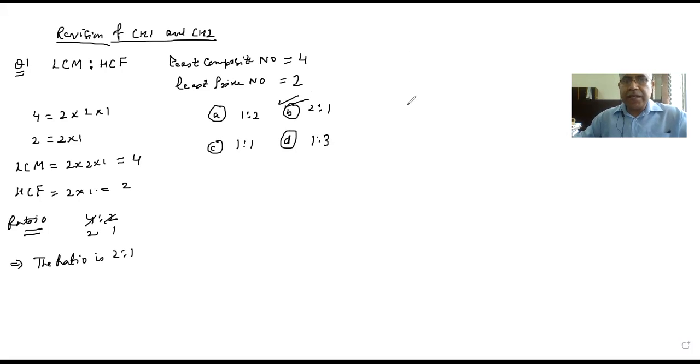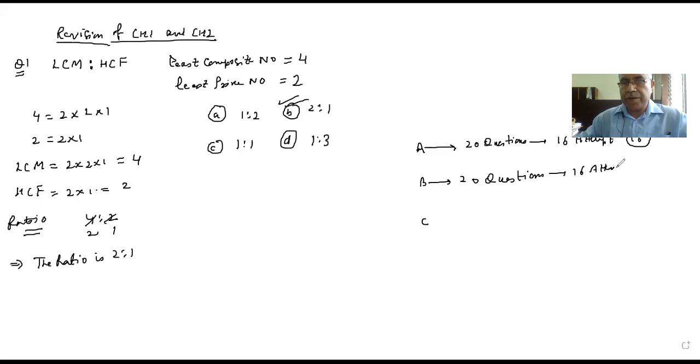You will get 3 sections in your paper: Section A, Section B, Section C. Section A will have total 20 questions. Out of 20, you have to attempt 16, and it will be of 16 marks. Section B again will have 20 questions. You have to attempt 16, and it will be of 16 marks.